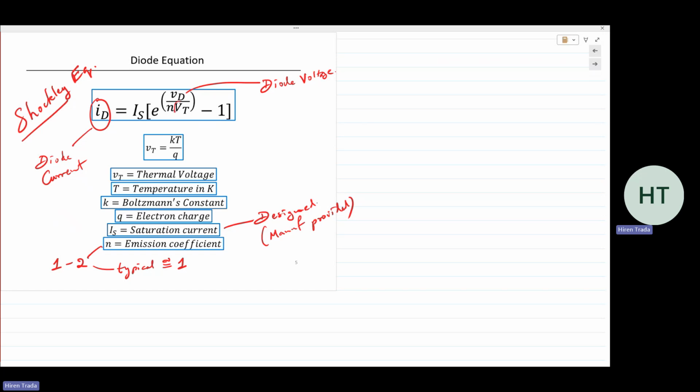And then VT, the thermal voltage, is given by this relationship, KT over Q, Einstein's relationship, where K is Boltzmann's constant, T is the temperature in Kelvin, and Q is one unit charge. At room temperature, we take 27 degrees C or 300 Kelvin. It comes out to be about 25.8 millivolts.